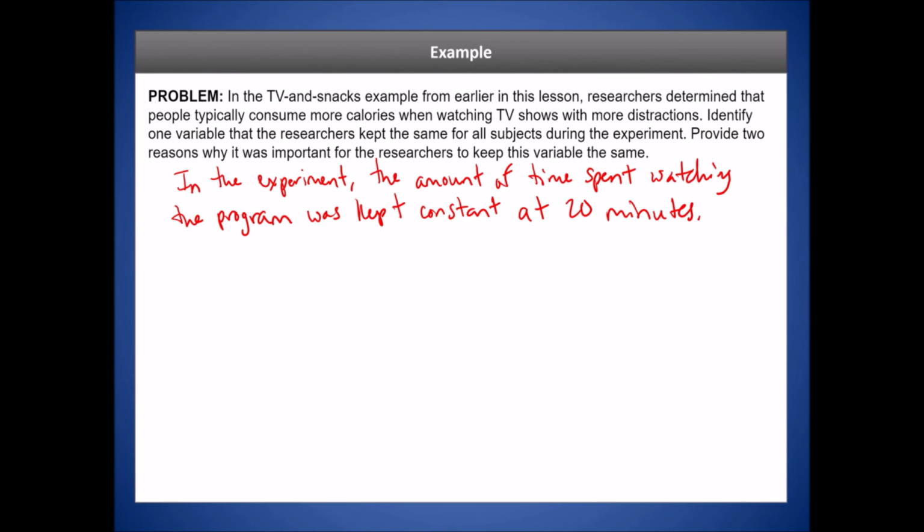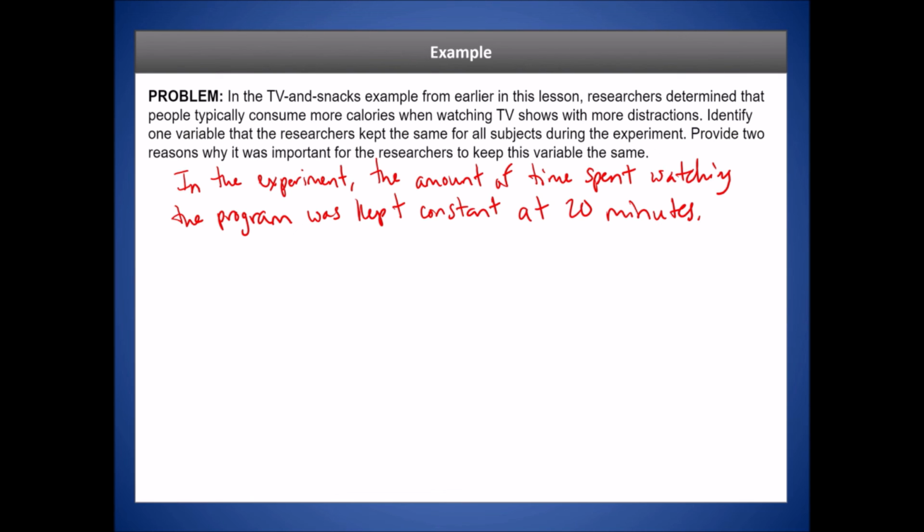So why did they do this, right? The reason is because they wanted to eliminate a possible source of confounding, in which, what if time also had to do with why people consume more calories, right? Maybe if you're watching TV longer, you might consume more calories, right? So we want to eliminate that. We don't want the amount of time to change between the programs as well, right? We don't want people to choose to watch as little or as much as they want, because then you're not sure whether it was the time or the program.